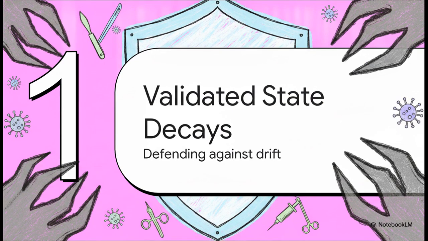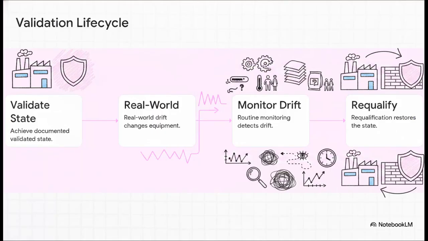Section 1. The validated state decays, defending the shield against real-world drift. I want you to think of your initial validation not as a finish line you just cross and forget about, but rather like a protective shield you've built. And literally, the second you finish building it, real-world drift starts trying to tear it down. See, validation is a continuous life cycle.